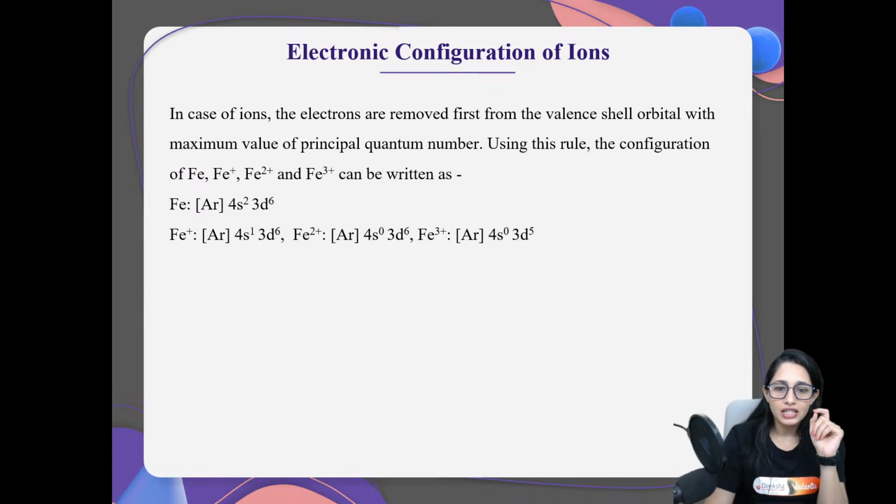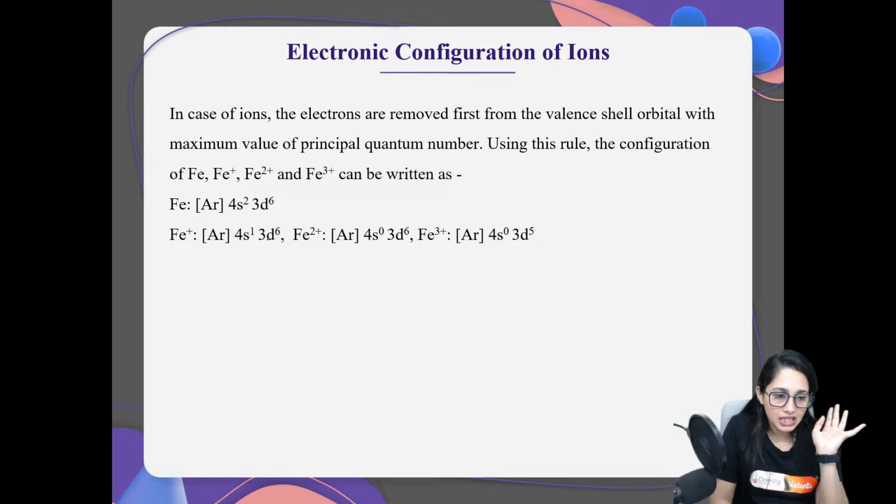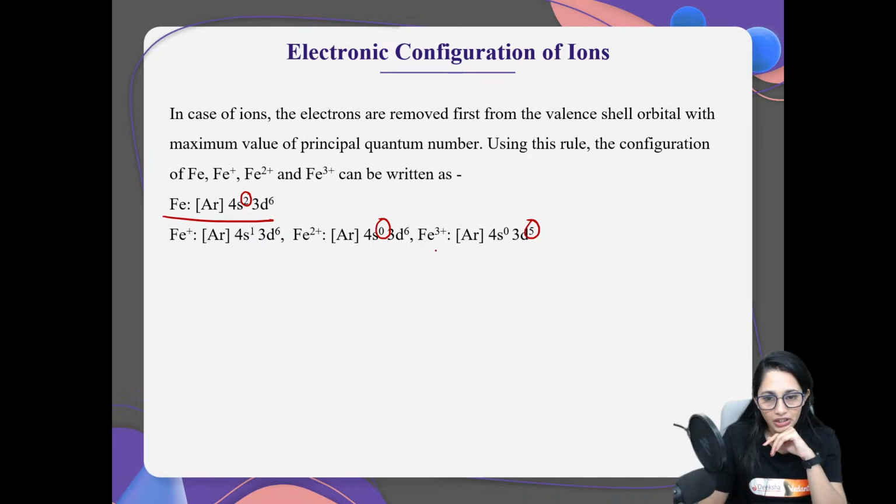In case of ions, the electrons are removed first from the valence shell. Only then we are going to go to the lower energy shells. Okay. So for Fe, this is the electronic configuration: argon followed by 4s2, 3d6. For Fe2 plus, we are going to have to remove 2 electrons, right? We'll be removing from here. Only then we will be removing from the d subshell, I mean, not the shell.